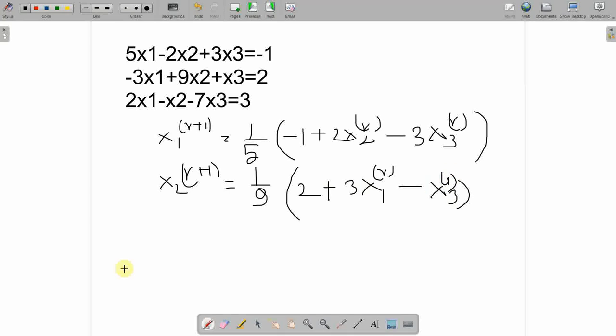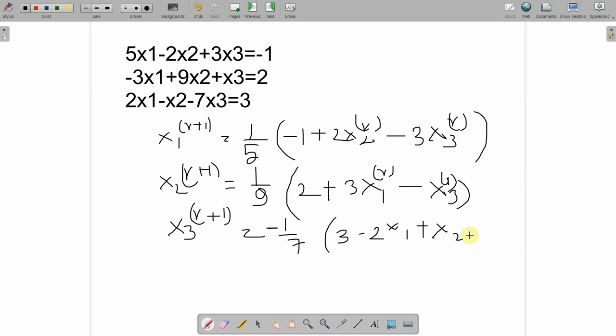Now for the value of x3, I'll be finding x3 at r plus 1 equals to minus 1 by 7, then 3 minus 2x1 plus x2, right? Plus x2 here, no? Yes, sir. Okay. Now you have to make a table and you'll find the values x1, x2 and x3. First assumptions of all should be 0. Okay?